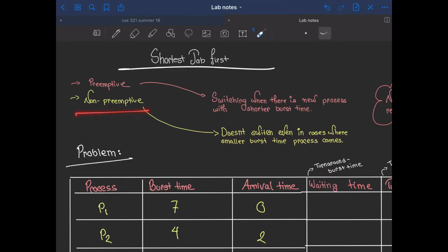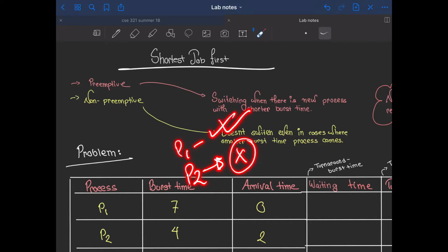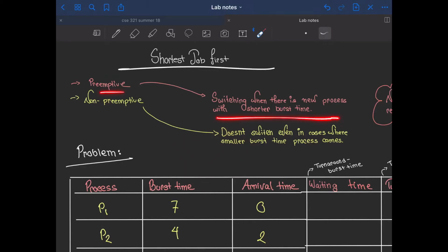And non-preemptive is completely different from preemptive, it's the opposite. If P1 is working and another process, let's say P2, comes into the RAM, even if P2 has a smaller burst time, P2 would not get the CPU, rather P1 would keep on working until it's done. Then we would look into whether there are processes with smaller burst time, and pick that one. So preemptive switches when there is a new process with shorter burst time. Non-preemptive doesn't switch when smaller burst time processes come in.